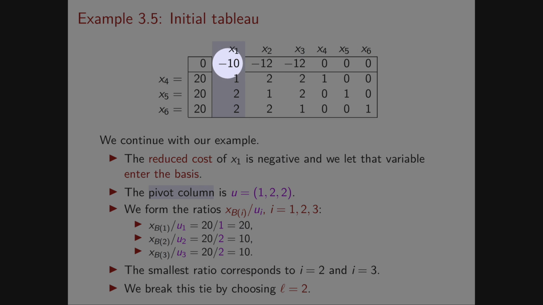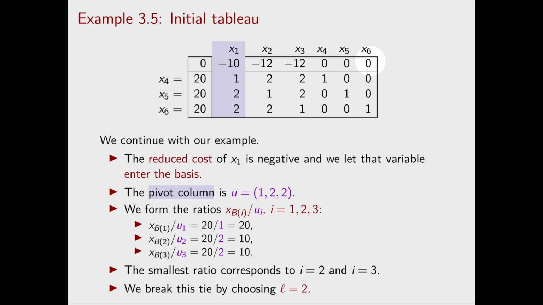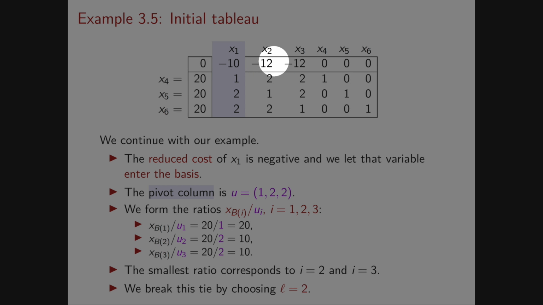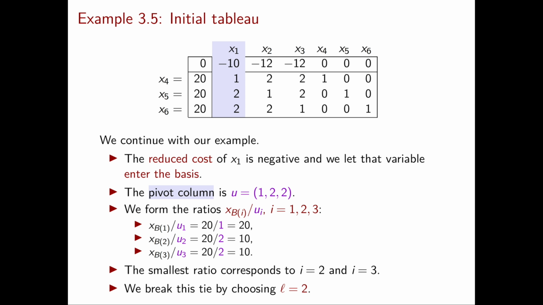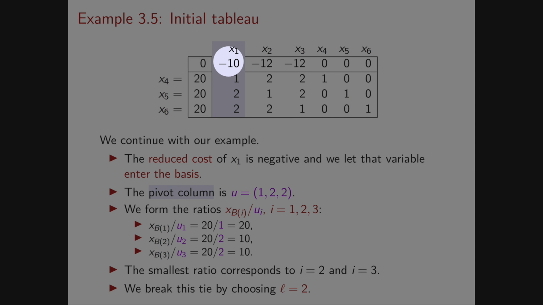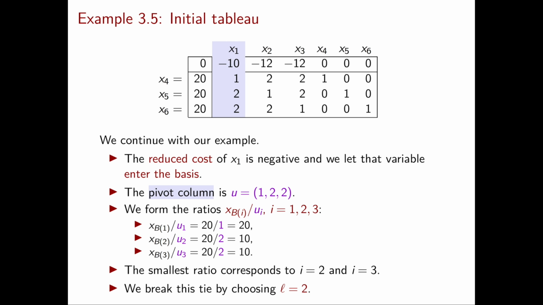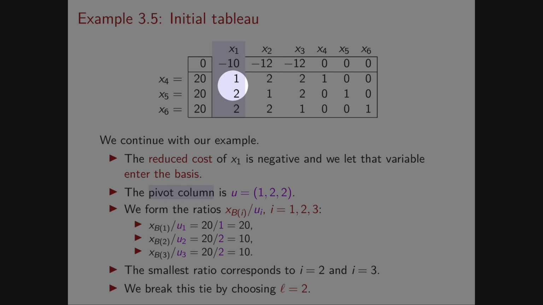The first thing we need to do is look at the reduced costs and see if there's any negative one. In this case, there are 3 negative ones. So in this case, our pivoting rule will tell us which one we should pick. In this example, we don't have any explicit pivoting rule. I will be your pivoting rule, so I will break all the ties as I want. In this case, I decided that we should have x1 enter the basis. So this implies that this is now my pivot column. The vector u then is 1, 2, 2.